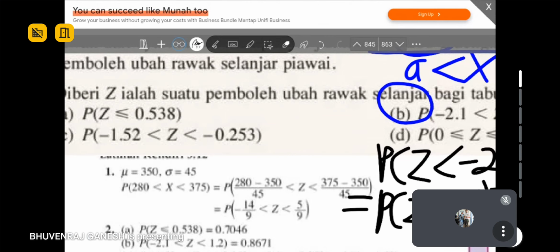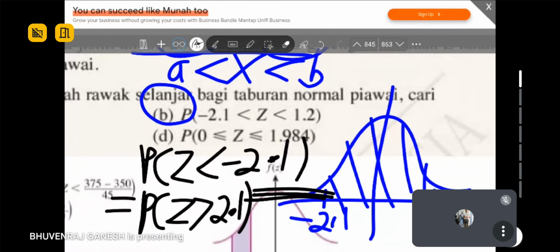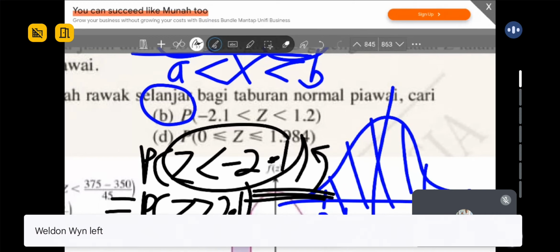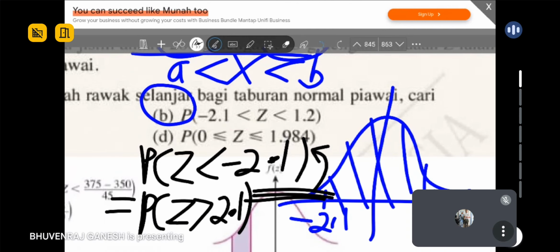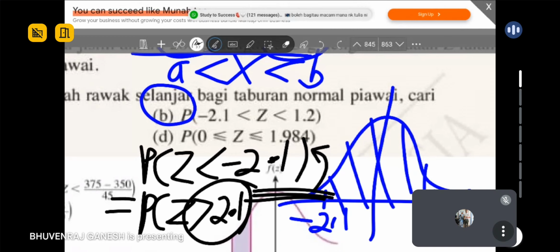Okay, are you clear guys? Soalan 2B. So can you repeat, please? Which part you want me to repeat? The one you were explaining after we do the graph. Oh, okay. So this region is probability Z less than negative 2.1. You cannot find the probability for this because score Z is negative. So always ensure your score Z is positive. So you must switch the sign. Less than becomes greater than, and negative becomes positive. So you get greater than 2.1. Are you clear? Then you refer the table for the value of probability.